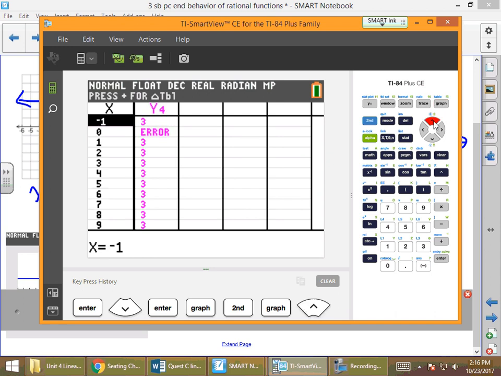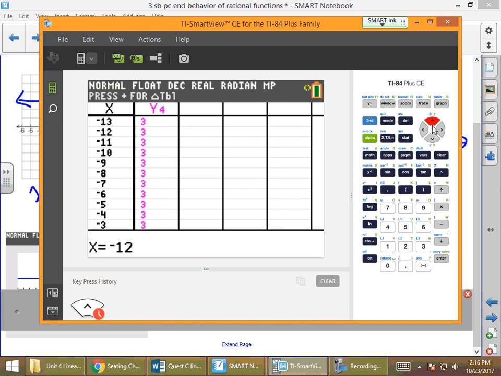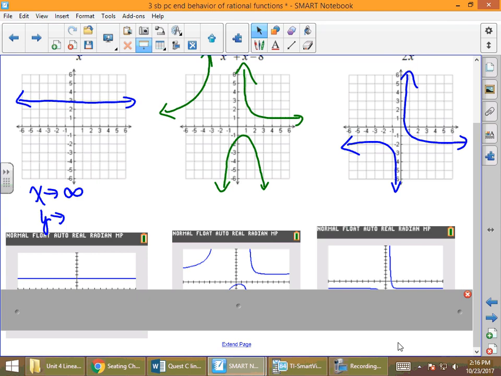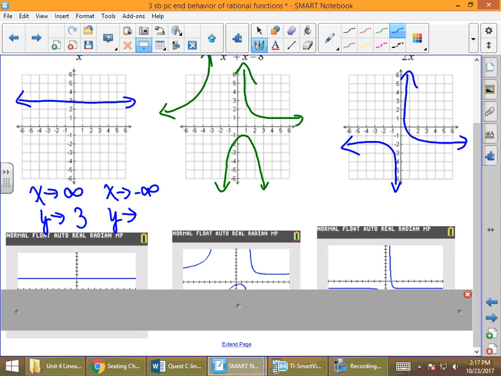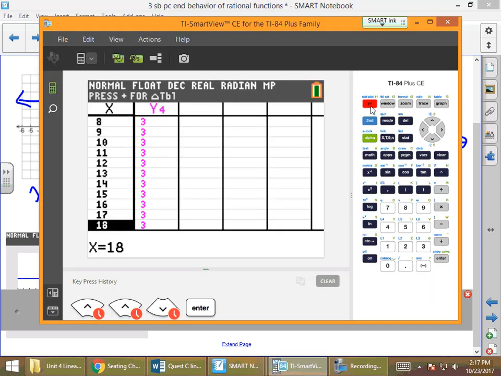If you look over here as x goes towards negative infinity, sorry, my calculator is being super wacky. Both times, what we see is that whether x is going to infinity or x is going to negative infinity, our y value is going to 3. Now while you're writing that down, I'll try to get this next one on the calculator.